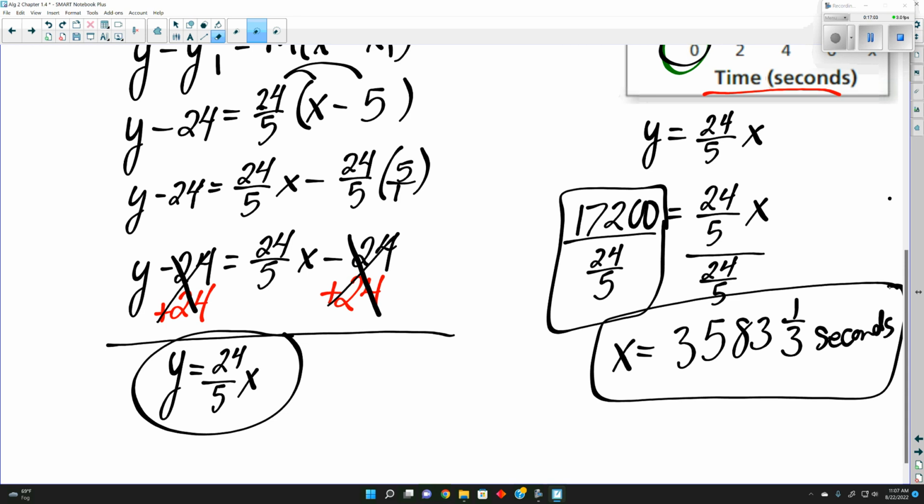So it'll take it about an hour. So it's traveling almost 17,200 miles per hour.